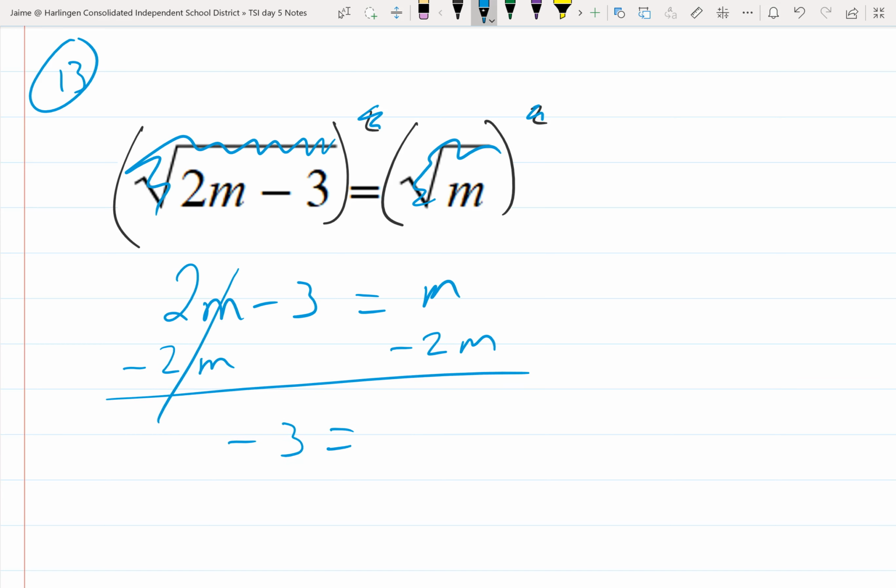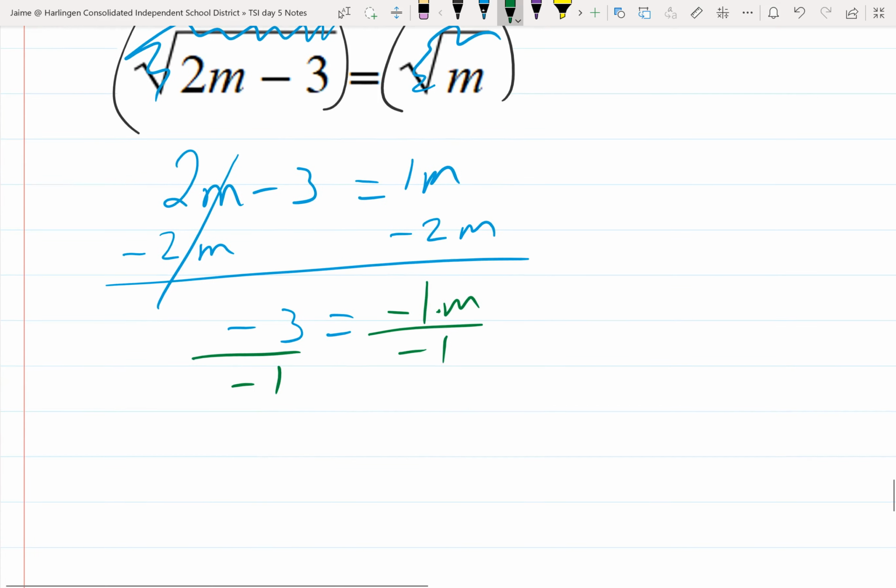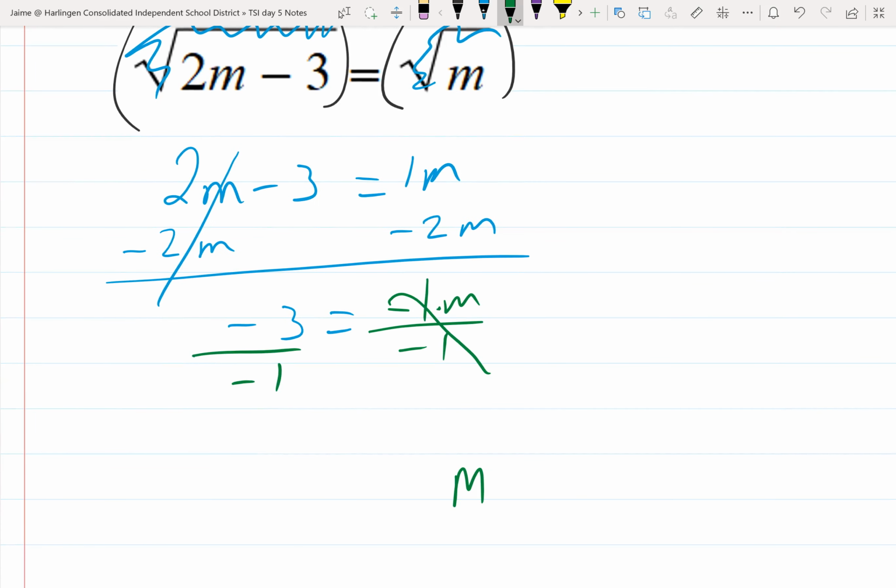Negative 3 is equal to, what's 1 minus 2? Well, 1 minus 2 will give me a negative 1m. M's almost by itself. Move the number in the front. How do we get rid of this negative 1? It's being multiplied, so divide by negative 1. Those cancel. And a negative 3 divided by negative 1 gives you a positive 3.